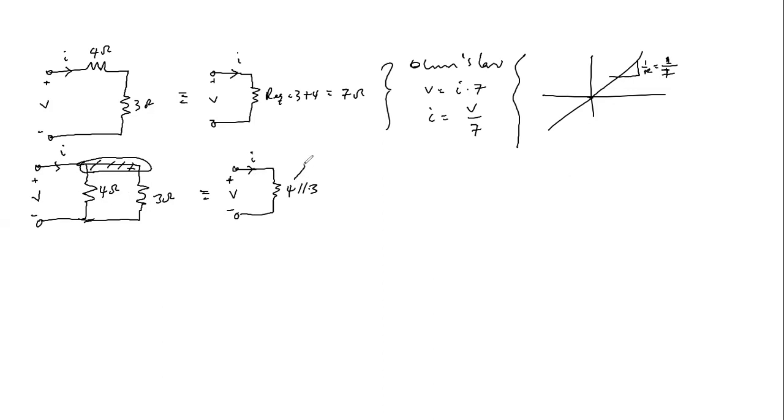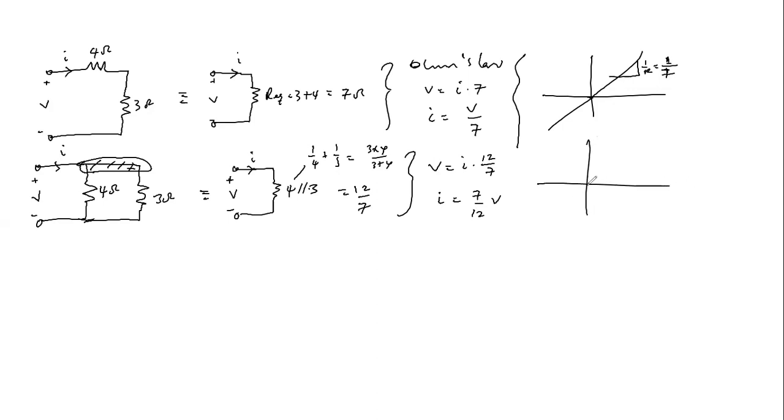So that's another way of saying 1/4 plus 1/3, which is the same as (3 plus 4)/(3 times 4), and that will give us 12/7, right? Now V is the same as I dot 12/7, and I is the same as 7/12 V. Now here we do not have any intercept, it's just a straight line that passes through the origin from our previous plot. Now don't forget, this is I and this is V, very important, okay? And then the slope is 7/12.